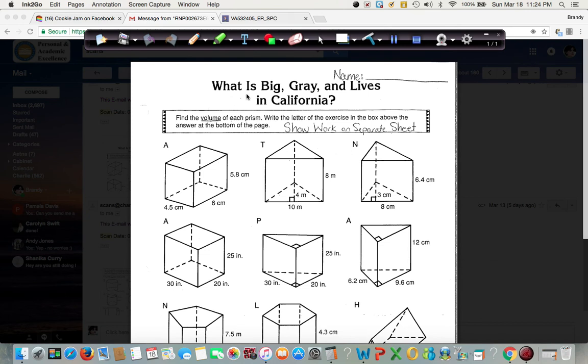Hello. What is big, gray, and lives in California? I know you all are just dying to know.